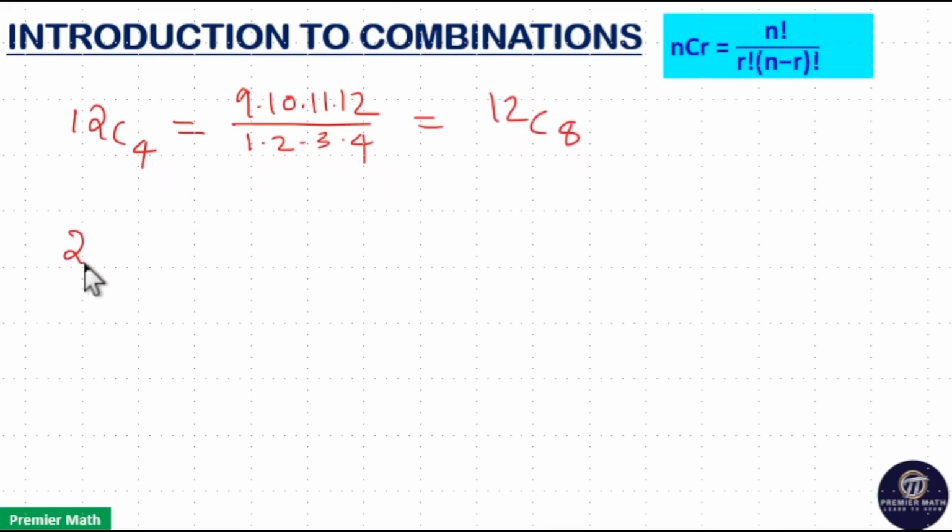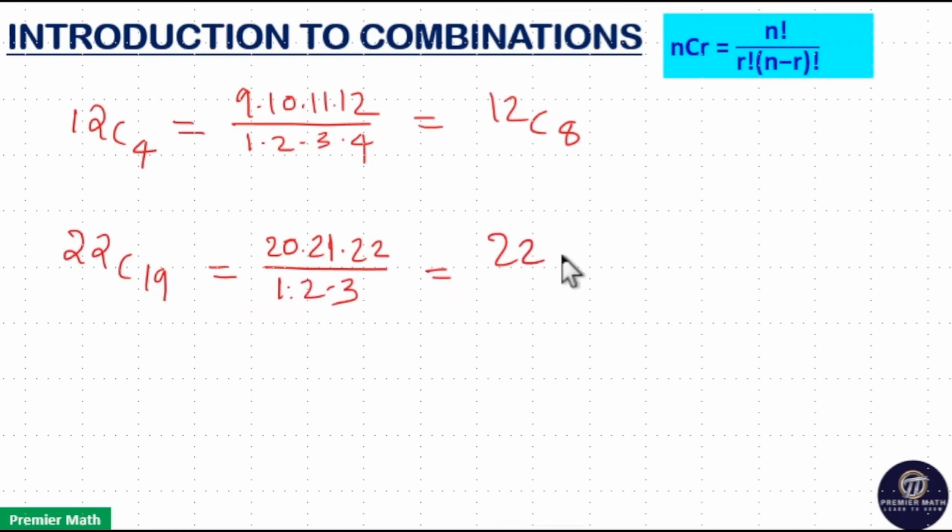Same way, 22C19. Now the difference between 22 and 19 is 3 factorial. But 3 factorial is lesser than 19 factorial. So cancel 19 factorial in the numerator and denominator. After 19 it is 20, 21 and up to 22. In the denominator you have 22 minus 19, 3 factorial, which is 1 into 2 into 3. Now this is the same as 22C3, since 22 minus 19 is 3.